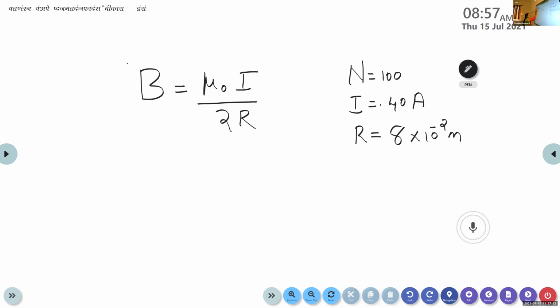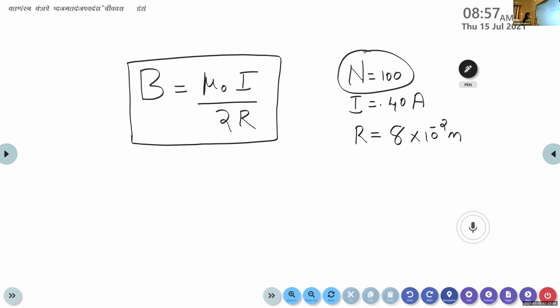This equation is for one turn. If a circular coil has one turn, we can use this equation B is equal to mu 0 I divided by 2r. But here the number of turns is provided, it is 100. So for N number of turns, the equation becomes B is equal to mu 0 N I divided by 2r. Now what is the value of mu 0?